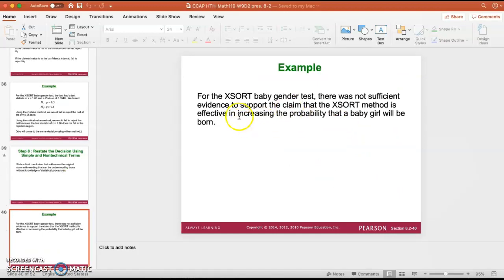For example, for the XORT baby gender test, there was not sufficient evidence to support the claim that the XORT method is effective in increasing the probability that a baby girl will be born. So we didn't use any reject H0 or fail to reject H0 terminology in there. So that's most of the reason why this one is considered the non-technical conclusion.